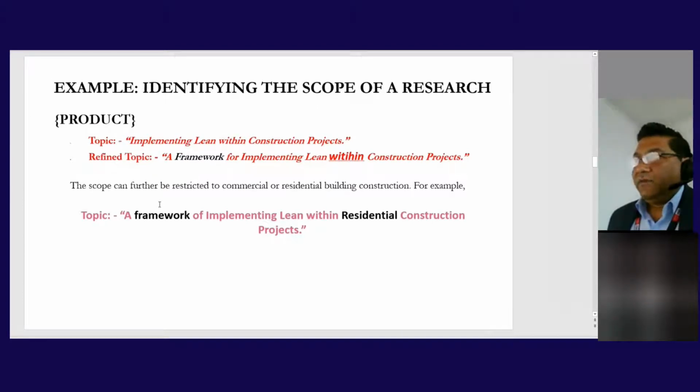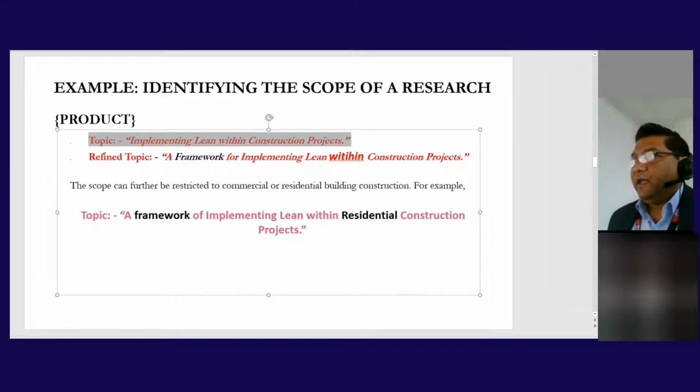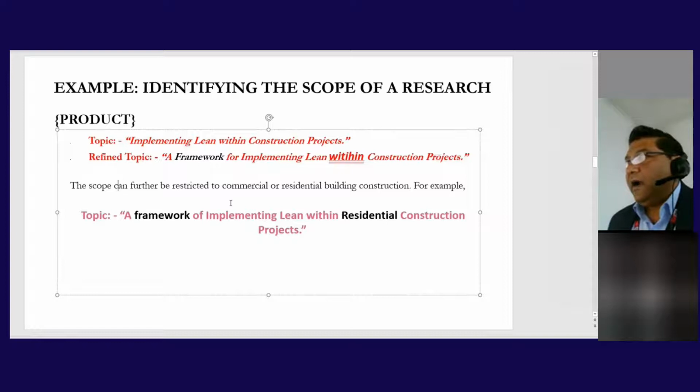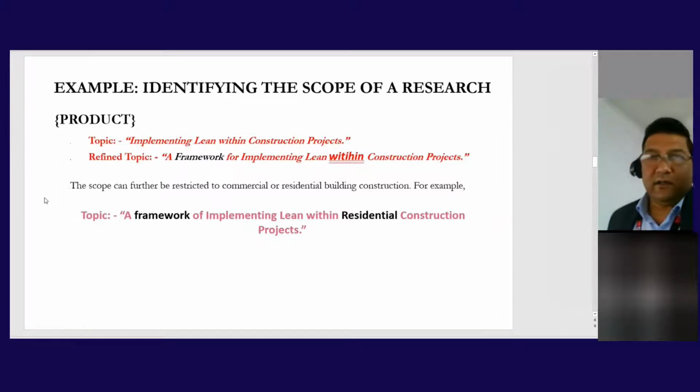So we had the generic topic. We now have the refined topic: a framework to implement lean within the construction project. Now the other product, when we refined it a bit more, we can talk about which construction projects we are talking about. It could be residential, it could be commercial, or it could be any other construction project. So we have to be more specific.